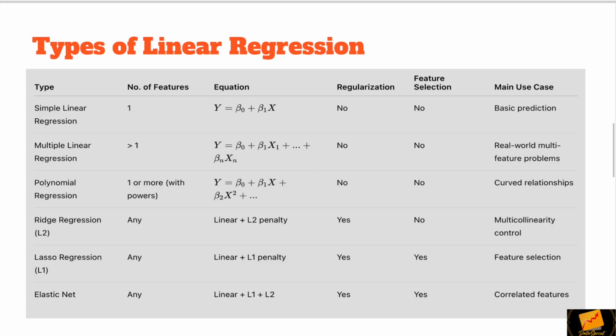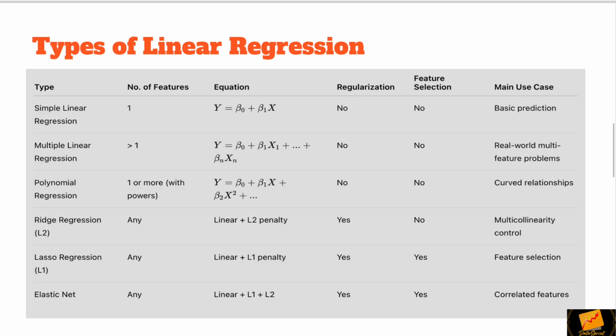Ridge regression uses L2 regularization, which means it adds the square of the coefficients as a penalty term to the loss function, helping reduce overfitting and handle multi-collinearity. Lasso regression uses L1 regularization, which adds the absolute value of the coefficients as a penalty, and one key advantage is that it can reduce some coefficients exactly to zero, effectively selecting important features. Elastic net combines both L1 and L2 regularization, making it useful when dealing with datasets that have highly correlated features.